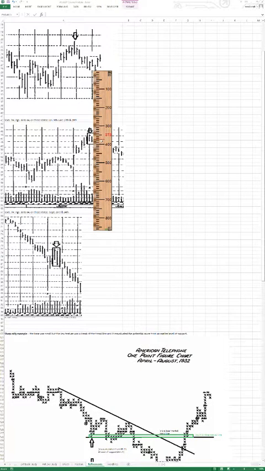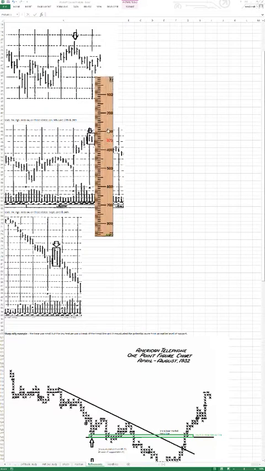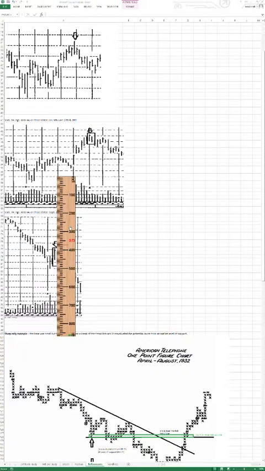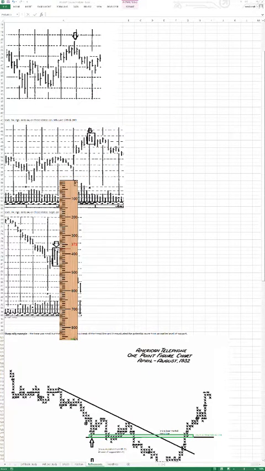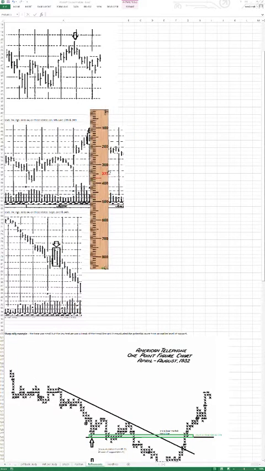Because it doesn't have high volume, so I don't know what to call it other than just an upthrust: thrust up, thrust down. Same here, thrust up, thrust down. The key being, it goes up and the entire day's gain is erased. See? Pop and drop.